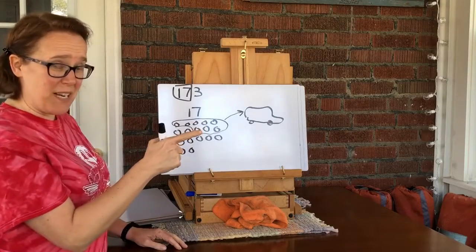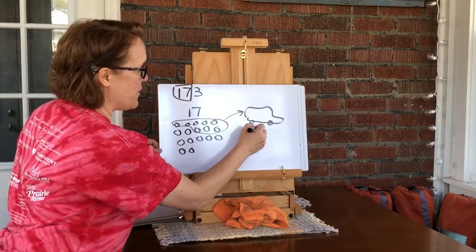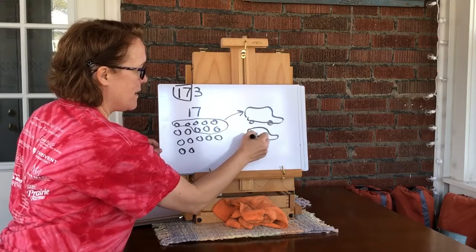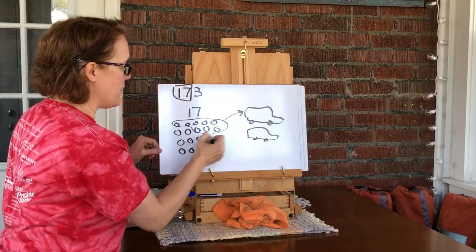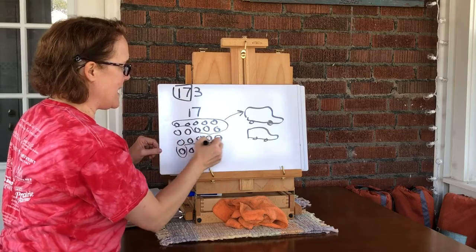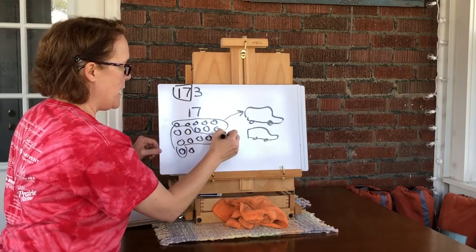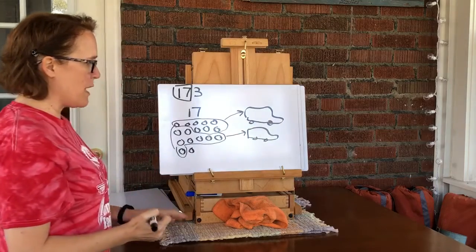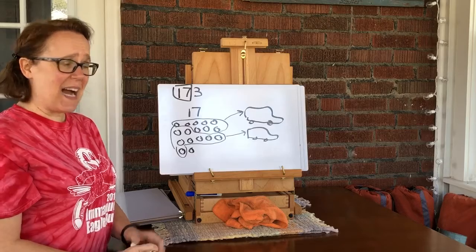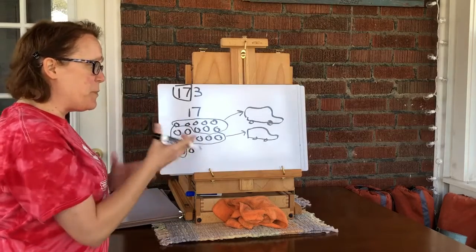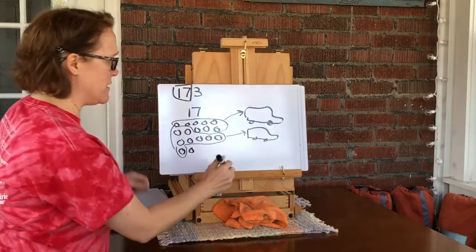I can't get everybody on the trip yet, so I'm going to need another van. And I can do 1, 2, 3, 4, 5, 6, 7, 8. I can take these 8 people and put them in this van. Now, I see that I am dividing. I am breaking these people into groups to put them on vans.